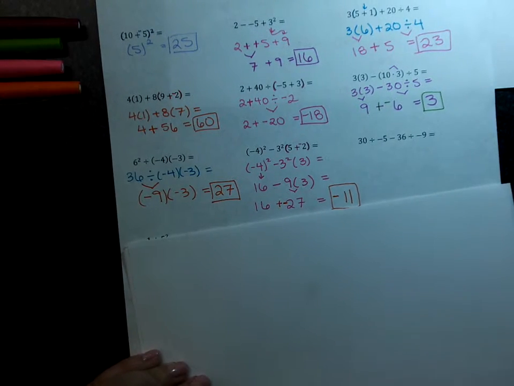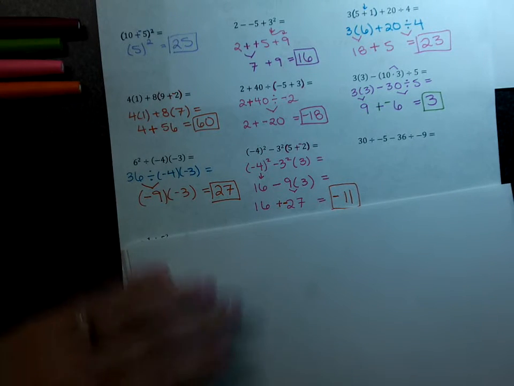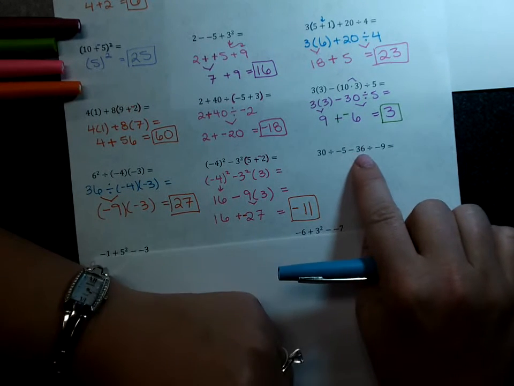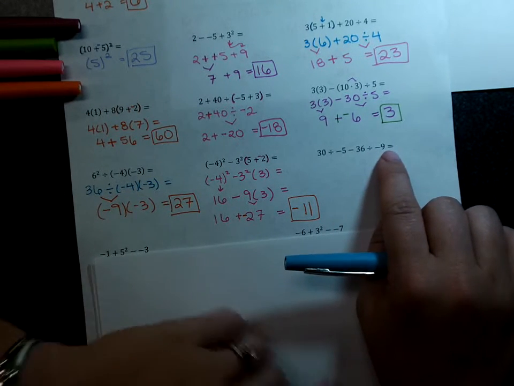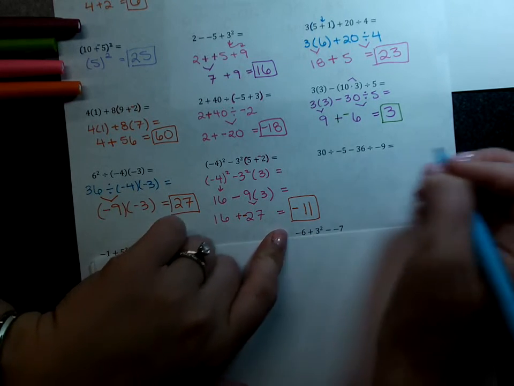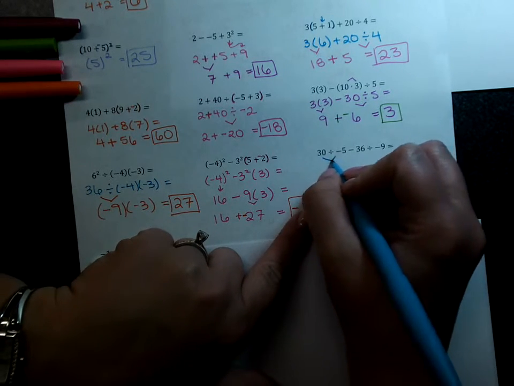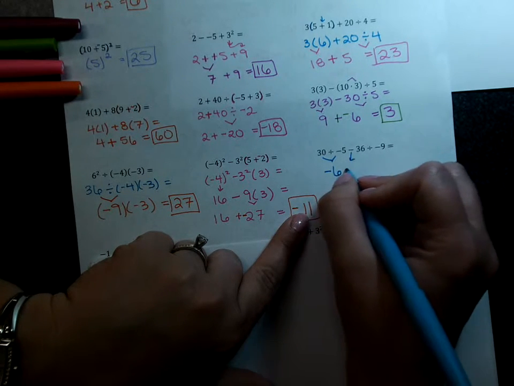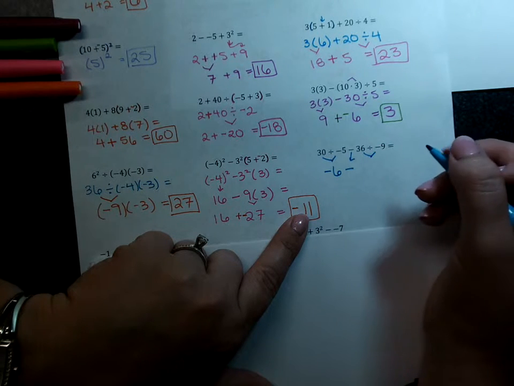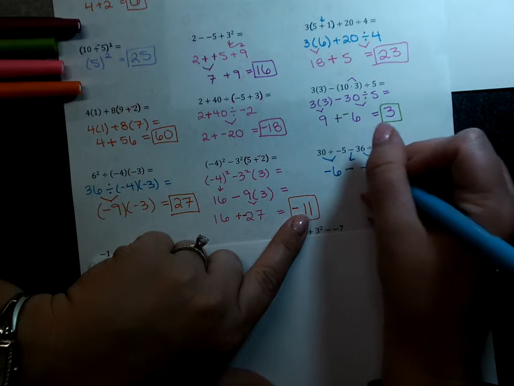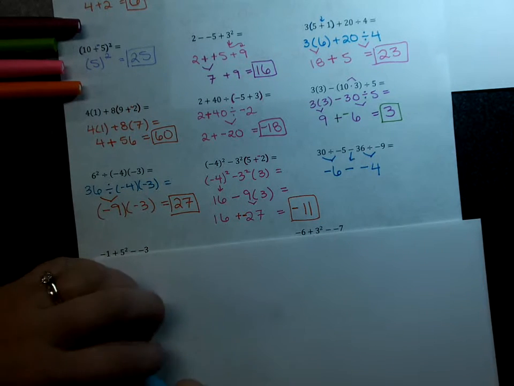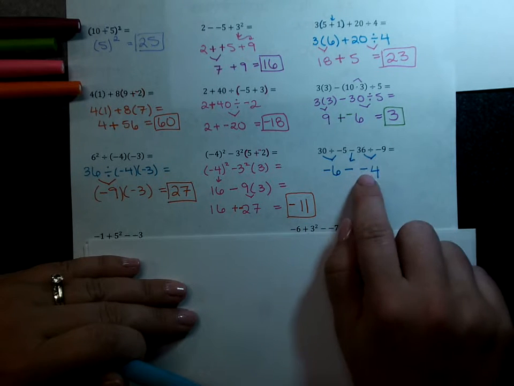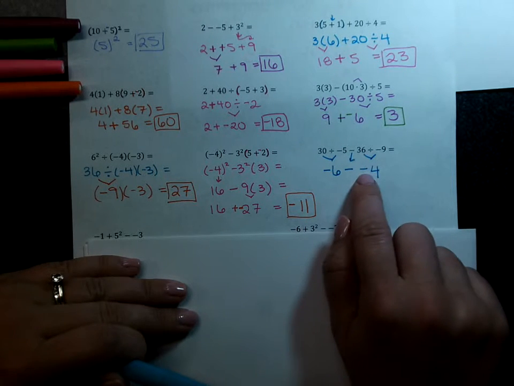Alright, and the last one here, we have 30 divided by negative 5 minus 36 divided by negative 9. So let's see, no parentheses, no exponents. We're going to do 30 divided by negative 5, which is negative 6. Leave this minus alone. 36 divided by negative 9, which is negative 4. So be careful there. You have the minus that was originally in the problem, and this result is negative. So you have minus a negative.